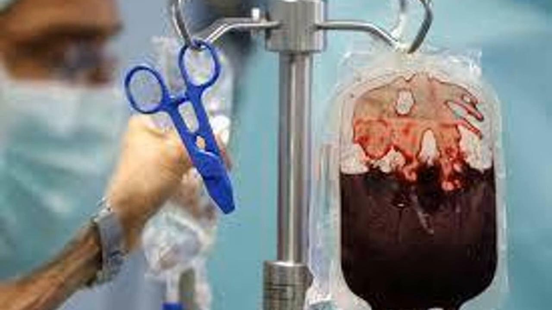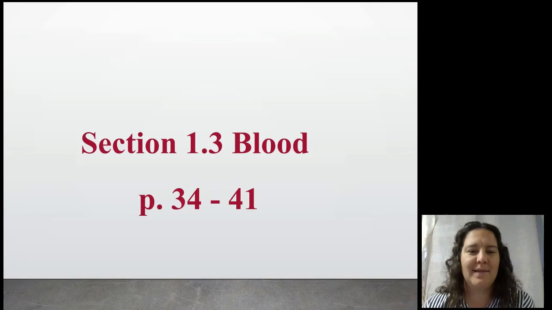Blood. You can lose a little, and you can even donate. But if you lose a lot, it becomes a medical emergency. Hi there. This lesson is on blood.